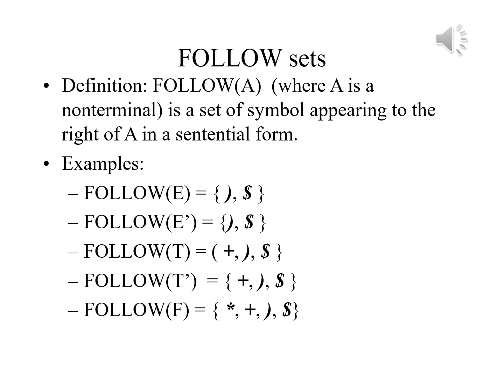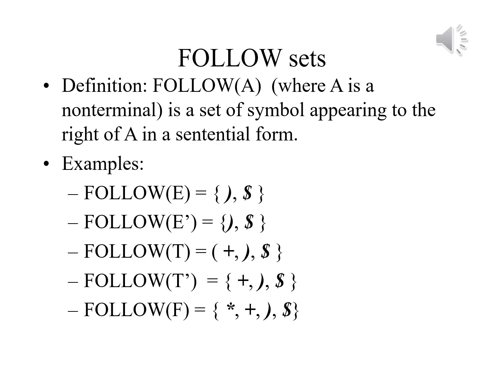The follow of A, where A is a non-terminal, is defined as the set of symbols appearing to the right of A in a sentential form. For example, the follow of E includes the close parenthesis and the end of file marker, because we have either an expression inside parentheses or we are at the end of the file. Since E prime is the remainder of the expression, everything appearing after E will appear after E prime.